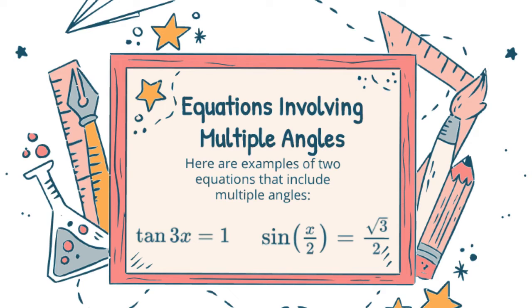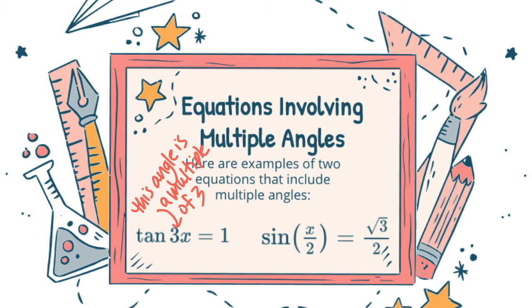For this next section of trigonometric equation notes, we are going to be solving equations with multiple angles. So here are two examples of equations that include multiple angles. The first one we have here is tangent 3x equals 1. And notice here how this angle is a multiple of 3.